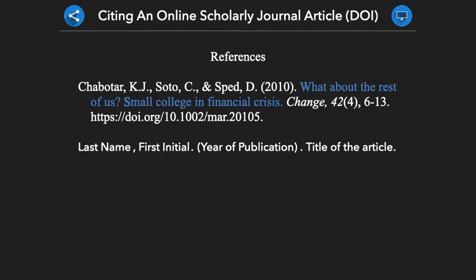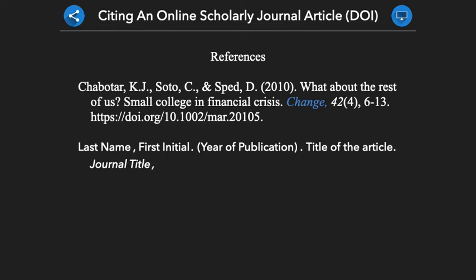The next piece of information is the journal title. The journal title must be italicized. Also, as opposed to the article title, the journal title is capitalized normally. We then end the journal title section with a comma.